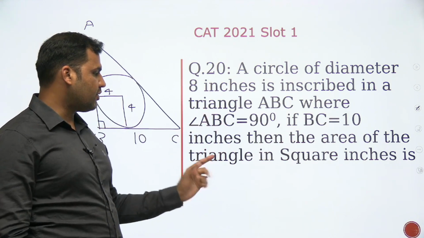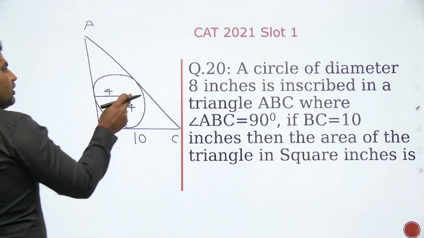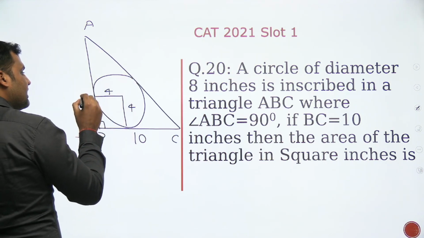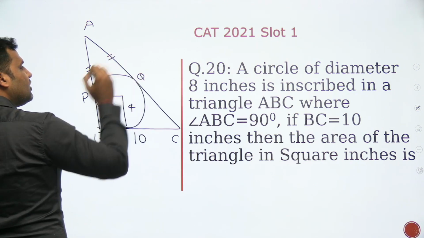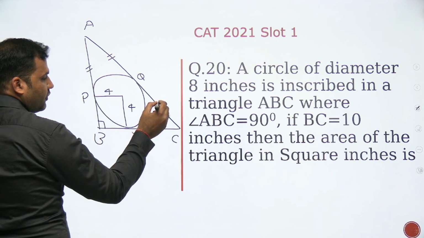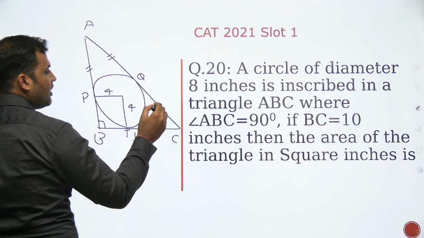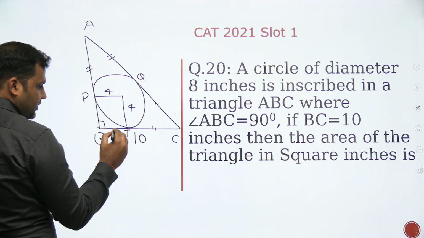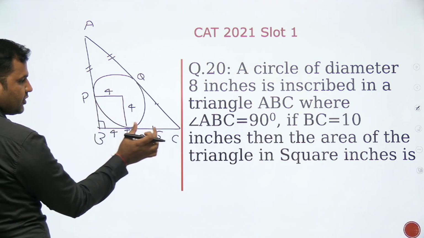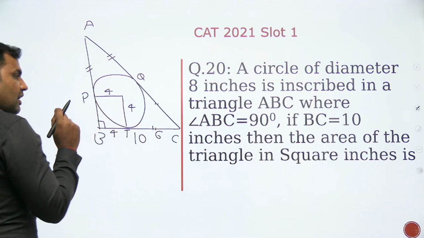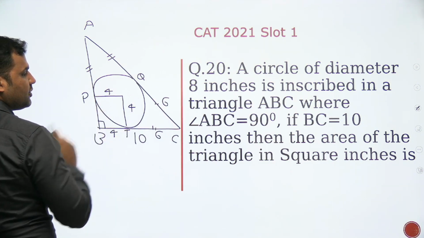We are supposed to find out the area of the triangle. For that, we need the length AB. Now, because this is an incircle, guys, can I say that the length of AP will be the same as the length of AQ, and the length of QC will be the same as the length of CT, right? Now, if this length is 4, then this length will be 6. If this is a radius 4, then this will also be 4. So this will be 6. Now, just try to think, if this is 6, then this will also be 6.